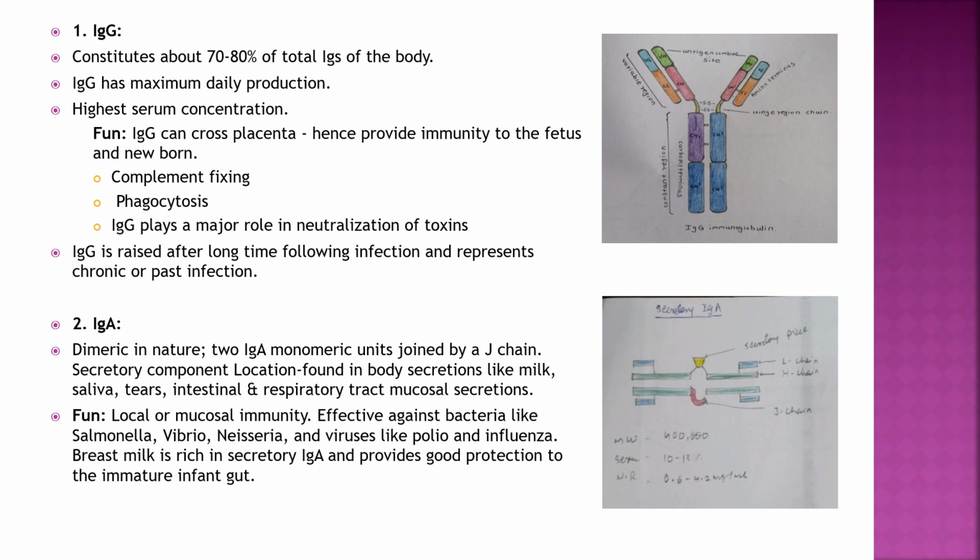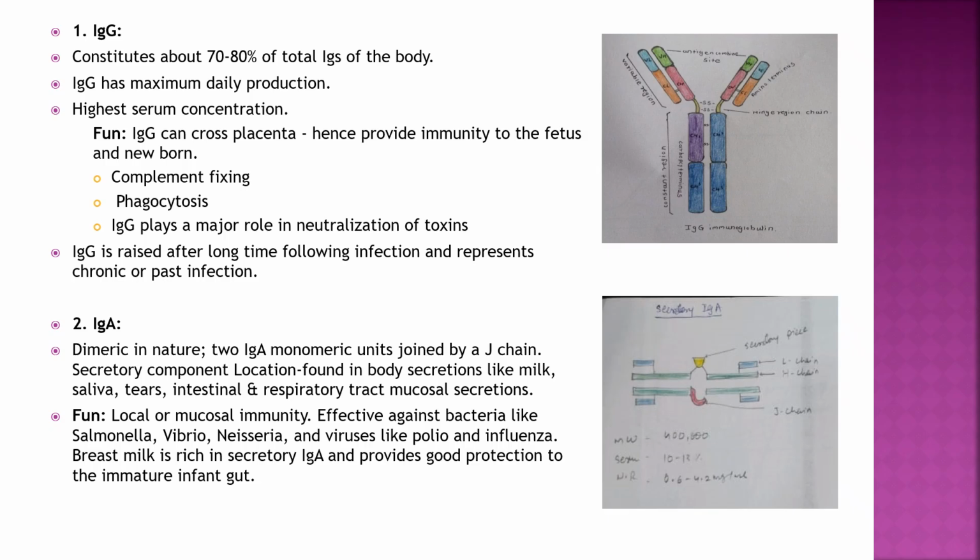The function: IgG can cross placenta, hence provides immunity to fetus and newborn. It is complement fixing and promotes phagocytosis. This IgG plays a major role in neutralization of toxins. It is raised after a long time following infection and represents chronic or past infection.